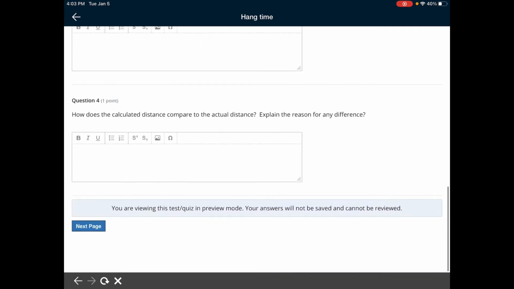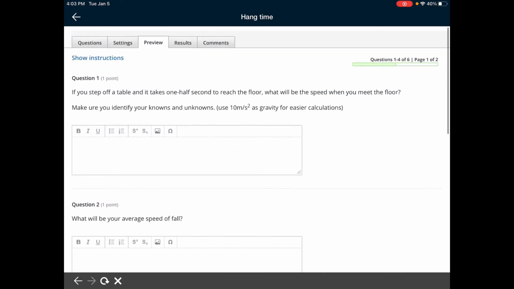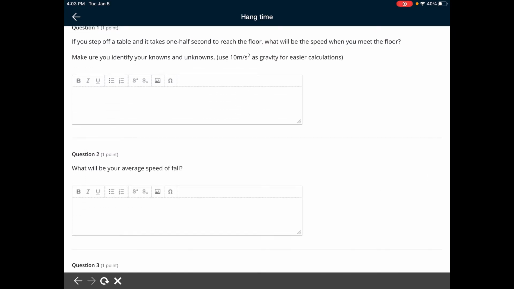You can then do a comparison of the calculated distance, using the equations from yesterday, to the actual distance and see how close they are. Again, they might not be super accurate, but it might not actually be that far off based on how long it actually takes to fall.